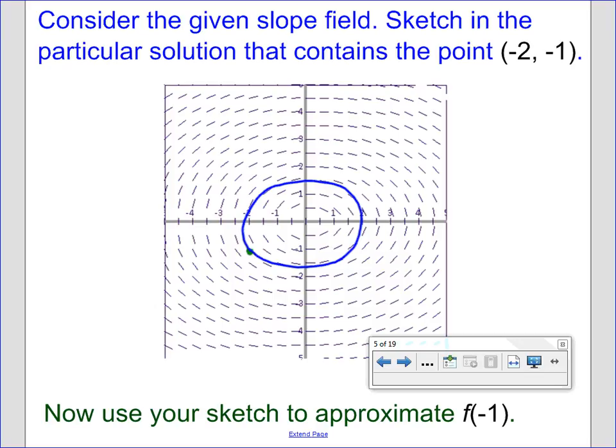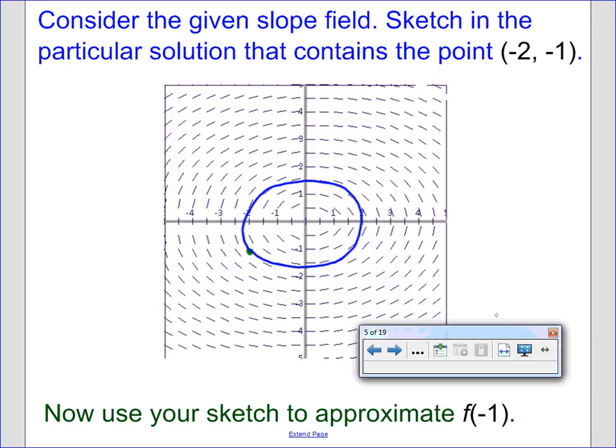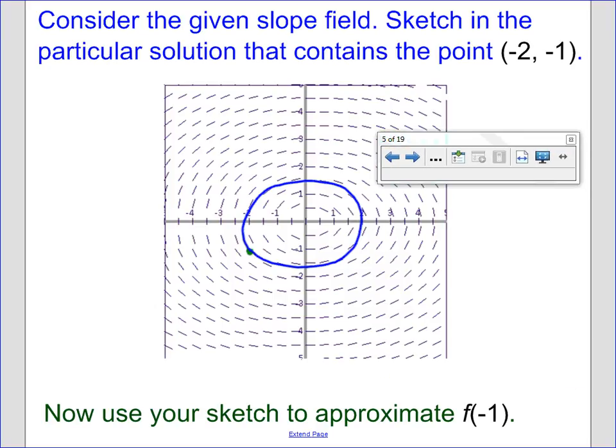All right. Now let's use our sketch to approximate f of -1. Well, now let's pretend that we're on that solution curve, and we want to estimate the value of the function when x equals -1. Can we do that? Well, sure. Let's go ahead and jump on it. So I'm going to go to x equals -1, and I'm going to jump on the function, and think what function value is produced.